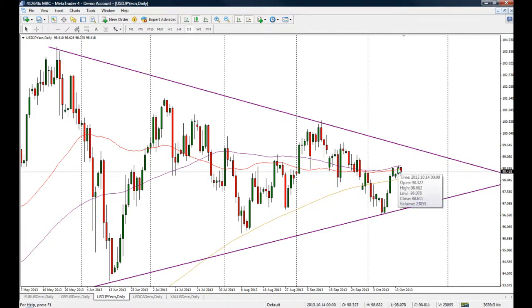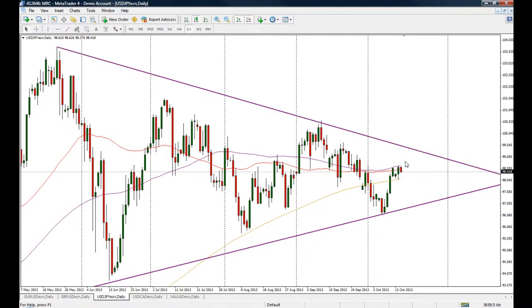You can see we have the 100-day moving average here capping it currently. So if we're going to grind higher and break out of this triangular formation, or pennant, I suppose you can call it, then we need to get a daily candle close above the 100-day moving average, in my opinion, to break out of this.